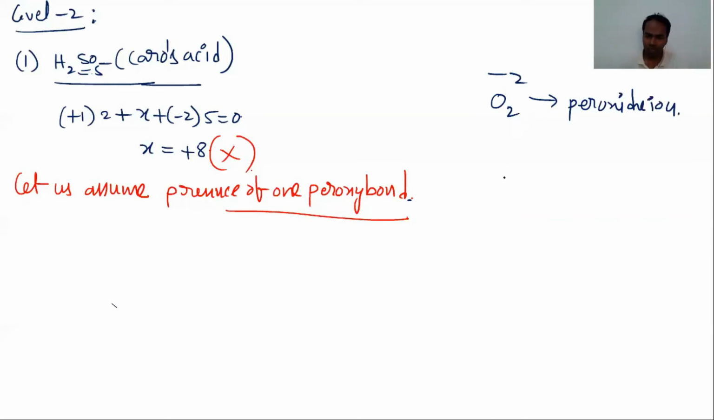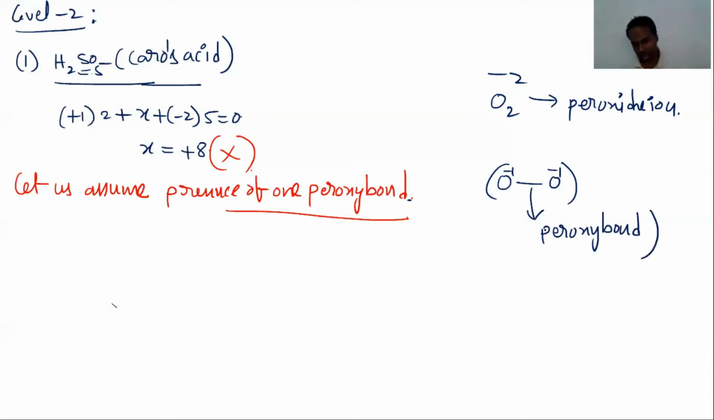Okay. So what is a peroxy bond? In O2 2-, there is a single bond between two oxygen atoms. Here -1, here -1. So this bond is called a peroxy bond. In a peroxy bond, the oxygen oxidation state is -1. If any oxygen is involved in peroxy bond formation, then its oxidation state is -1.